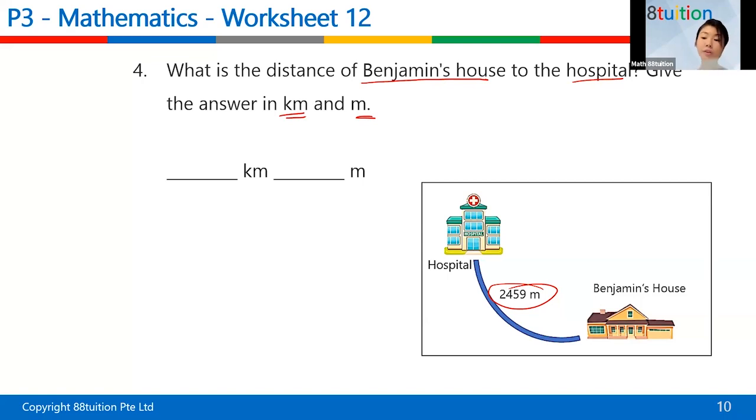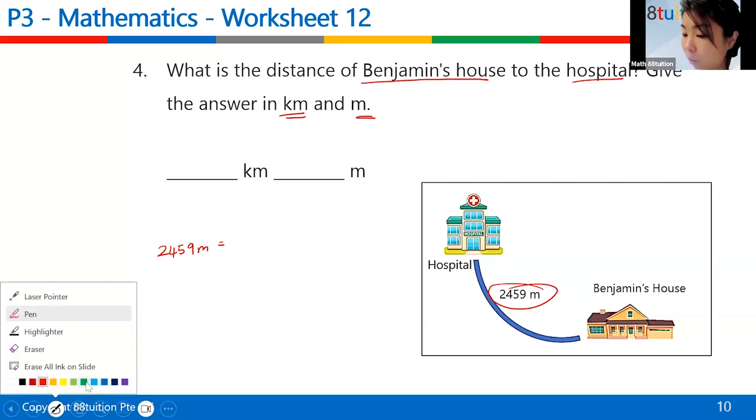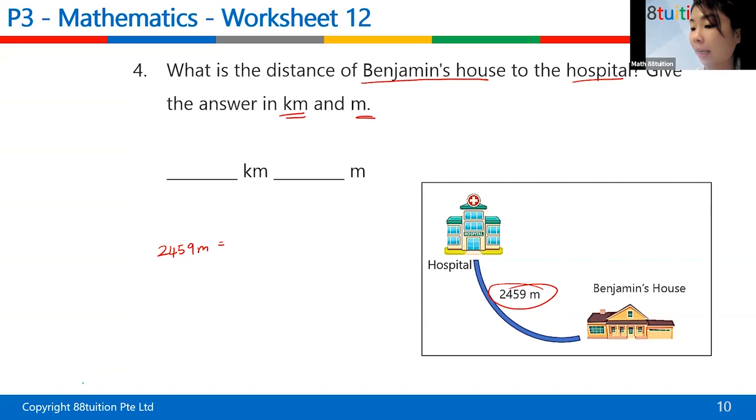All you need to do is convert 2,459 meters into kilometers and meters. We did this just now. So out of the 2,459 meters, this is the portion that I can keep in meter form. So you will realize that I still have another 2,000 meters, which I will convert to km, 2 km. So the answer is 2 km, 459 meters.